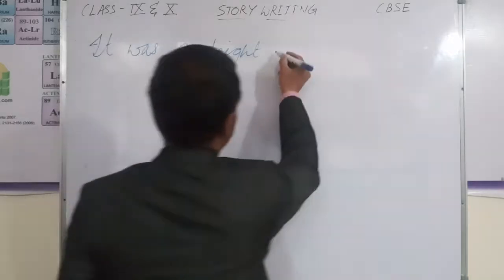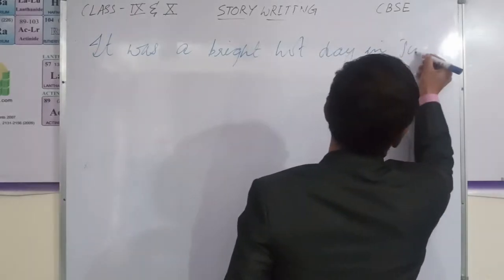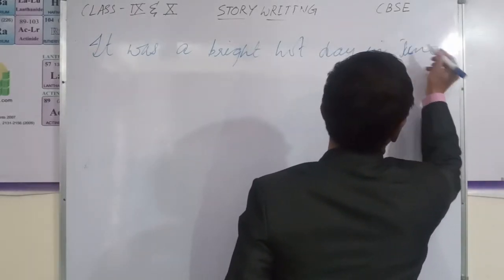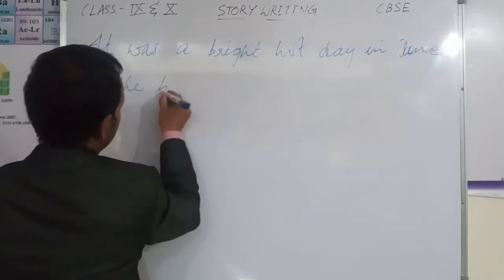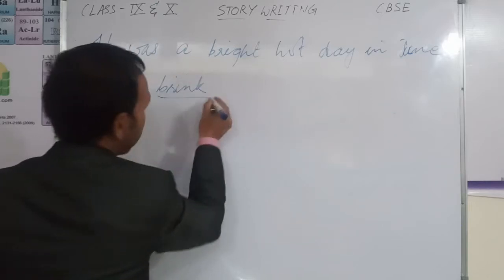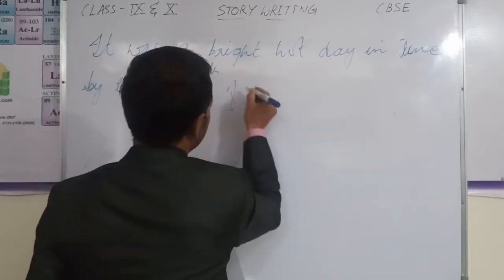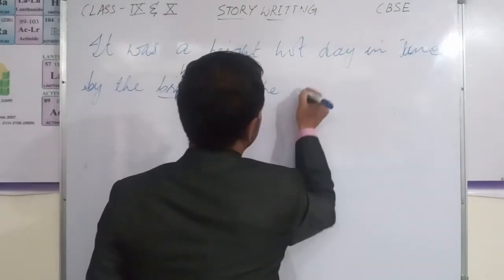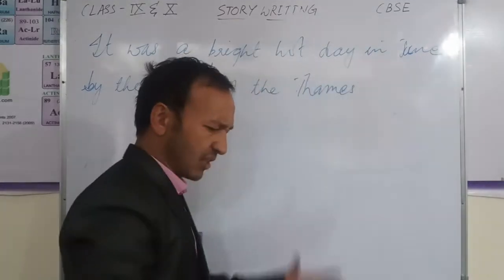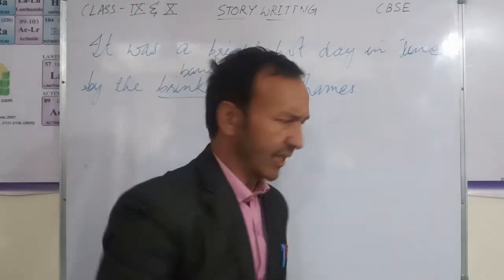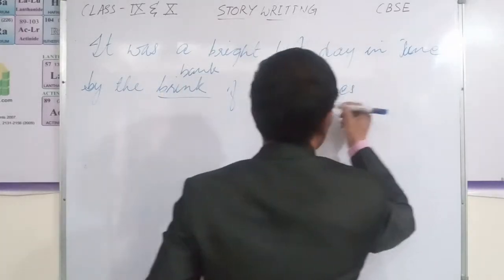So: it was a bright hot day in June, J-U-N-E, by the brink. Brink here means the bank. The brink of the Thames, T-H-A-M-E-S. The Thames is a river situated in central London. So it is at the bank of the river Thames.